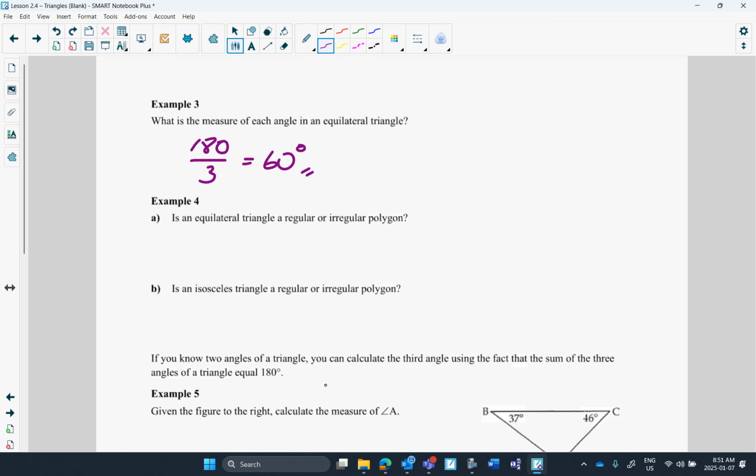Next, remember regular and irregular. You should be familiar with. Regular means all the sides are the same. Irregular means they're not all the same. So an equilateral triangle, would that be regular or irregular? Regular. All sides the same. Isosceles, irregular. Two of the sides are the same, but the third side is different.